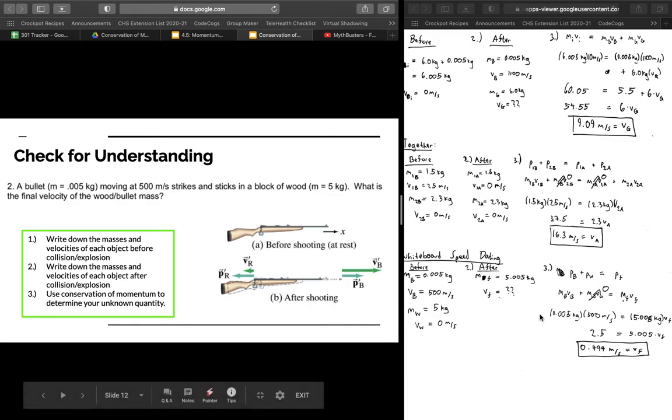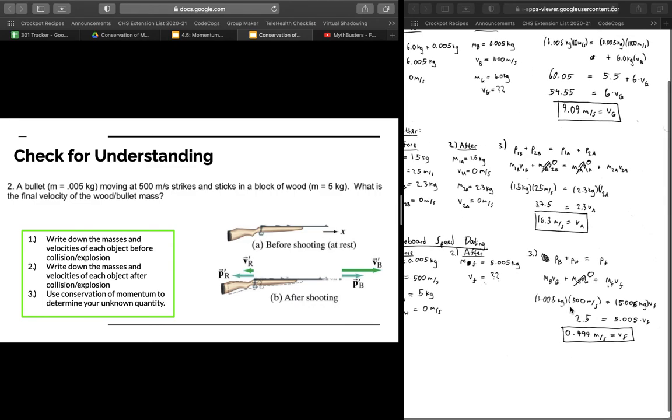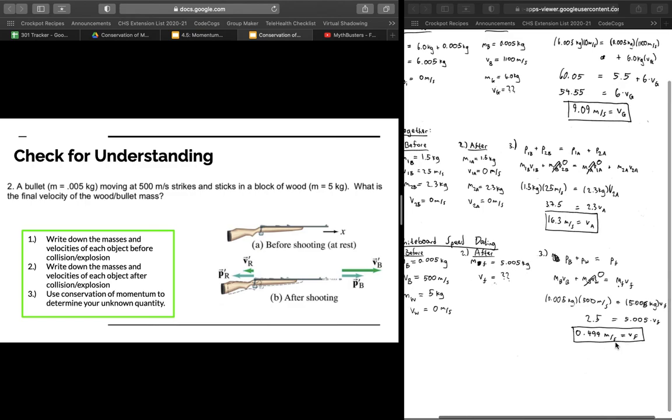The velocity of the wood is 0, so the second term, the initial momentum of the wood, is 0. Then we have the mass of the final objects together times the final velocity. So that gives us 0.005 kilograms times 500 meters per second equals 5.005 kilograms times VF, or 2.5 equals 5.005 times VF. Dividing both sides by 5.005 yields that our final velocity of the system is 0.499 meters per second, or approximately 0.5 meters per second. And thus is how we solve our practice problem for conservation of momentum.